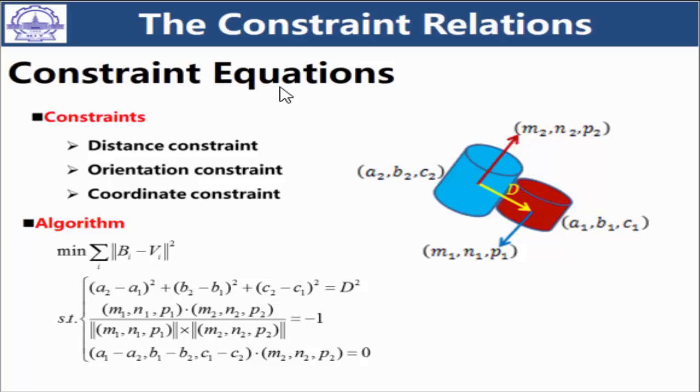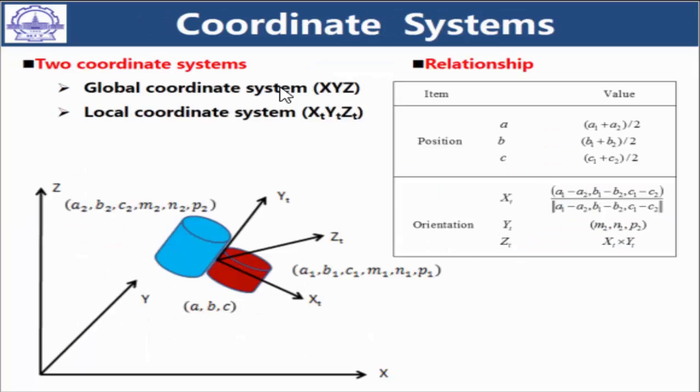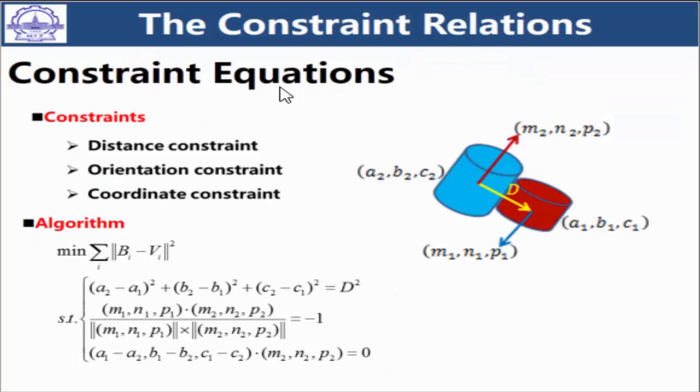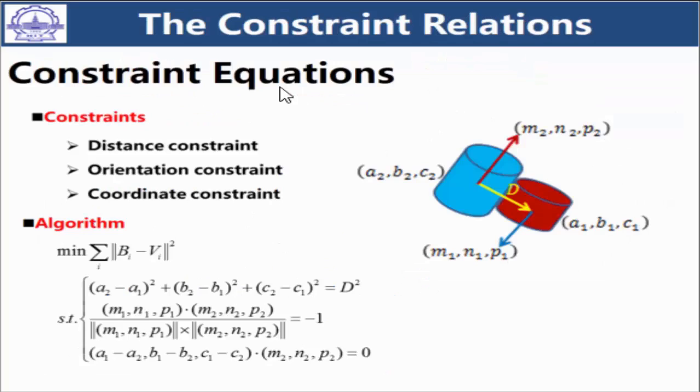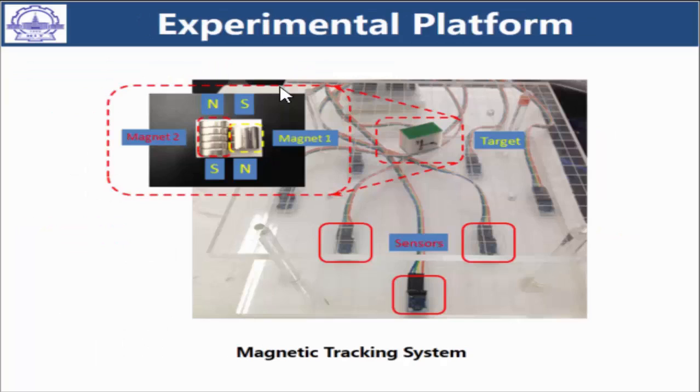The third constraint is the coordinate constraint, that, as you can see here, XT and ZT should be perpendicular to YT. So here is the second constraint, and this is the third constraint. So with these three constraints and the target function, we can finally solve the 6D results of the target.